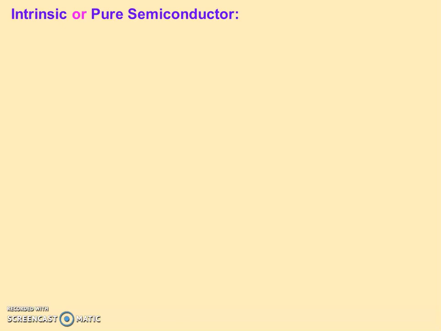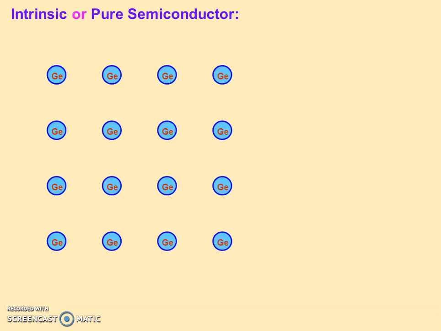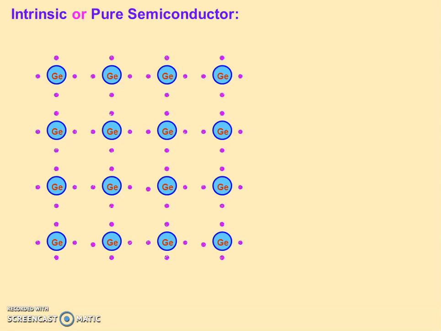So first of all, we are taking intrinsic semiconductor. It is also called pure semiconductor. Now, this is a crystal made of germanium. Semiconductor materials having atoms of tetravalence means each atom contains 4 electrons in the outermost shell, and to gain stability these atoms try to form their octet.